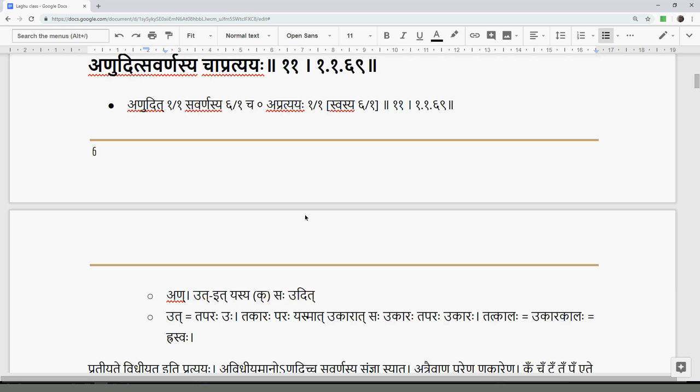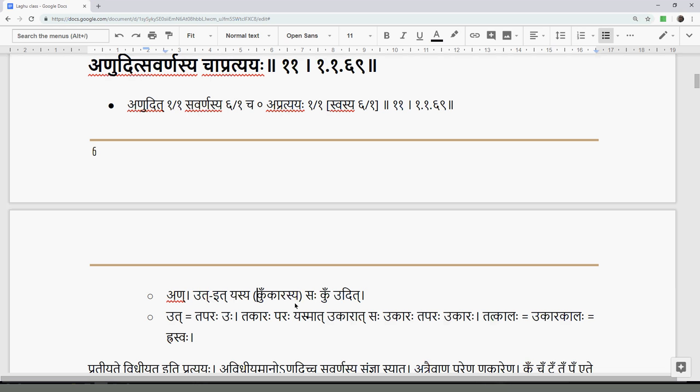For example, Kukarasya, Sa Kukaraha, Sa Ku. I'll say Ku, I can say Sa Ku. Sa Ku Udit. This will get an Udit Sanya. Udit is a Sanya. By which sutra? By this sutra. Savarnasya apratya, so anu savarnasya, savarnasya udit, udit sanya. What will get udit sanya now?